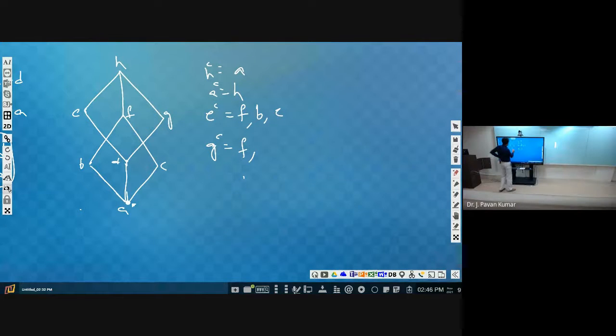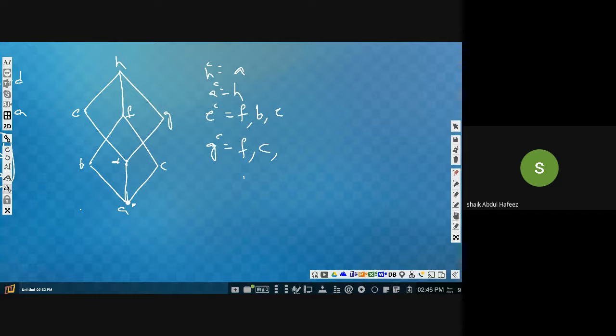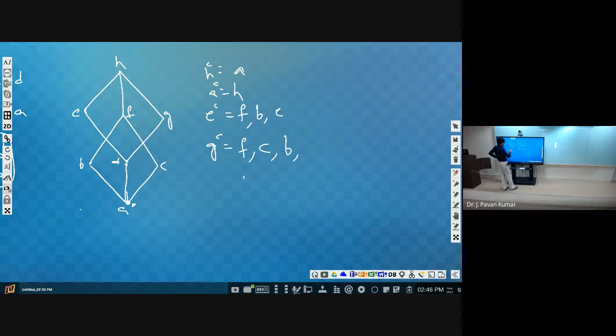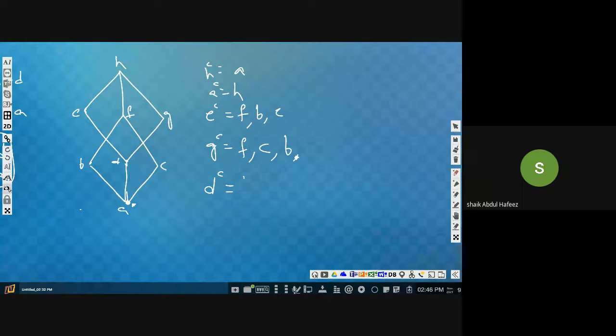G complement is F. Next, can we consider C as the G complement? Yes. B? Yes. Any other? A? No. A meet G is A, but A join G is G. So F, C, B will be G complement. Similarly, one more complement, D complement. What is D complement? B, comma C. Check once. Correct. B comma C will be D complement.